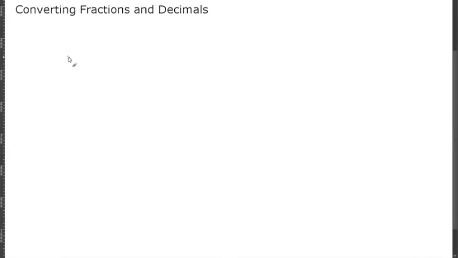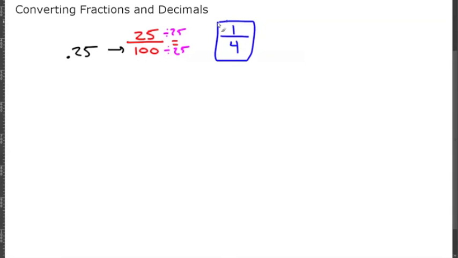Now let's change 0.25 into a fraction. We'll start by writing 25 over 100, or 25 hundredths. Now we have to simplify. Lucky for us, 25 goes into 100 evenly, so we will just divide both the top and the bottom by 25. That is going to give us 1 over 4, or 1/4. So 25 hundredths is equal to 1/4.